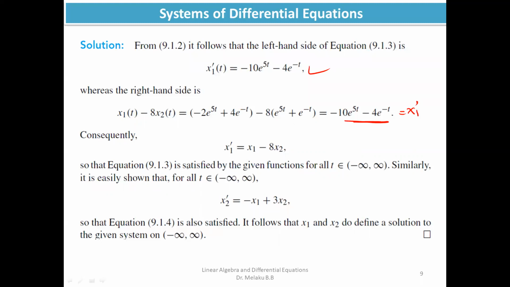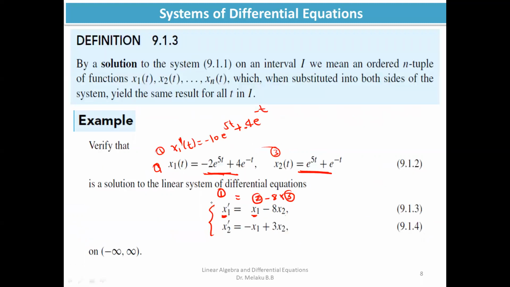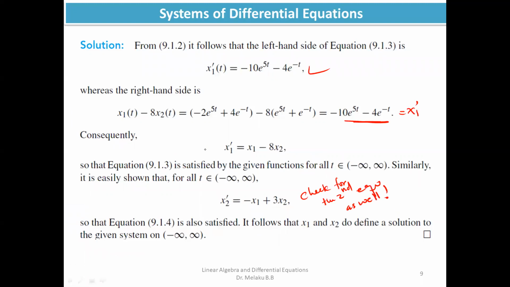The equation is satisfied by the given function for all t. Therefore, we can say that x2 bar is also minus x1 plus 3 times x2, which is the second equation. You have to check the second as well, not only the first. This one is for the first; check for the second equation as well. If it is true, we can say that x1 and x2 are the solutions to the given system of differential equations for both of these. So in this case, they are solutions.